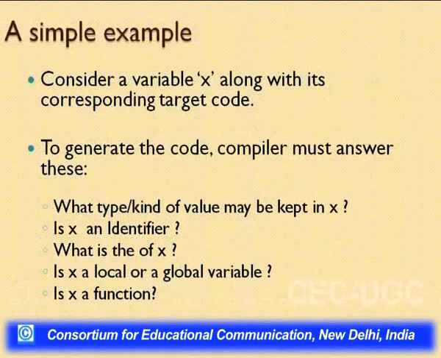Let's take a simple example, similar to the one I was just talking about. Consider a variable x along with its corresponding target code. To generate the code for this, the compiler must answer the following questions. What kind of value must be kept in x? That's a very important question. We just said that x is a variable, but variables can contain a variety of information. They can contain integer values, real values, or character or string values. So what is x actually carrying? Because the way it is to be translated will depend upon this information.